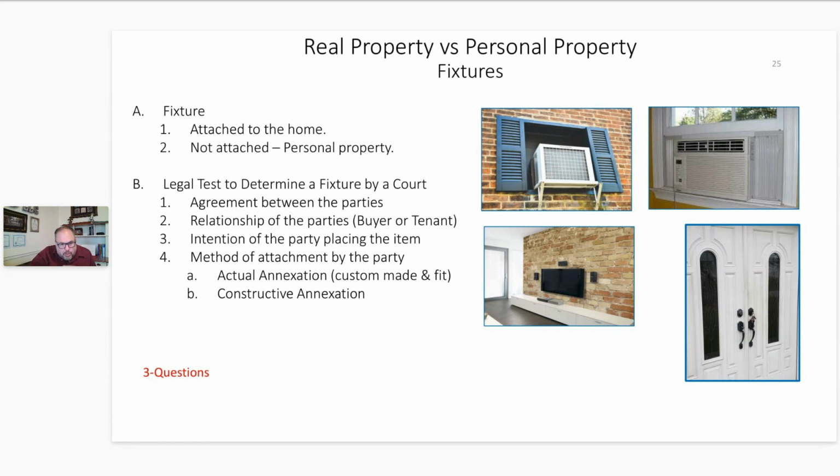The last one under 4B is constructive annexation. If you look at the bottom right picture, you see I got a set of keys in the door. Okay, there's a set of keys in the door. Now, if I'm sitting at the closing table and we sign paperwork and this is my house and I just sold it to you, I'm going to give you the keys. Are those keys considered fixtures or personal property? Well, John, they're personal property. Come on, they're keys. No, because they belong to the front door. They are constructively annexed to the front door. It is a fixture I'm giving you.